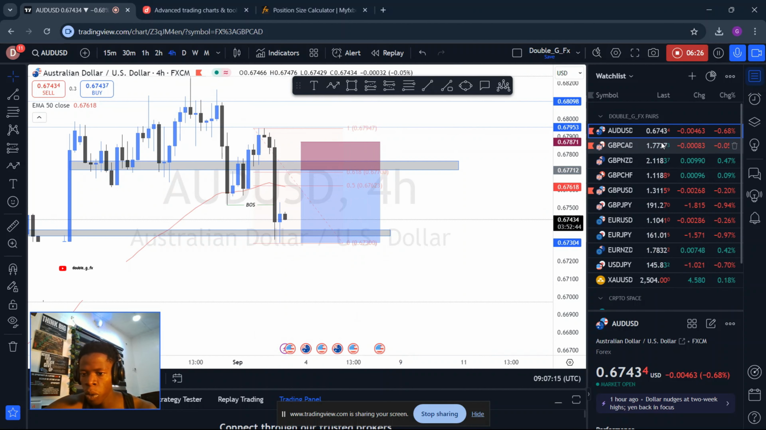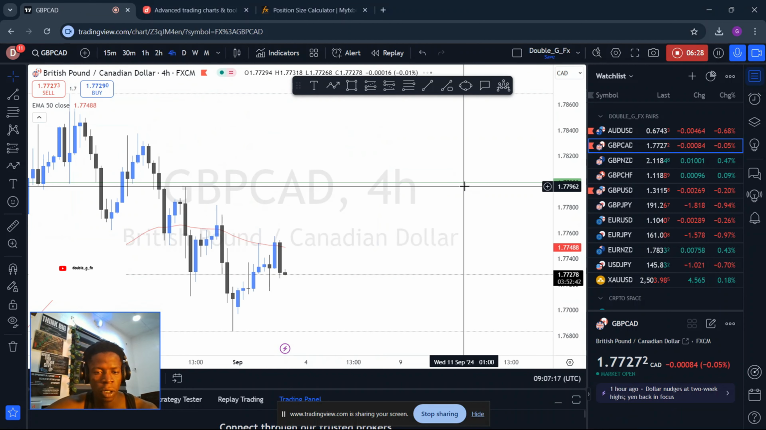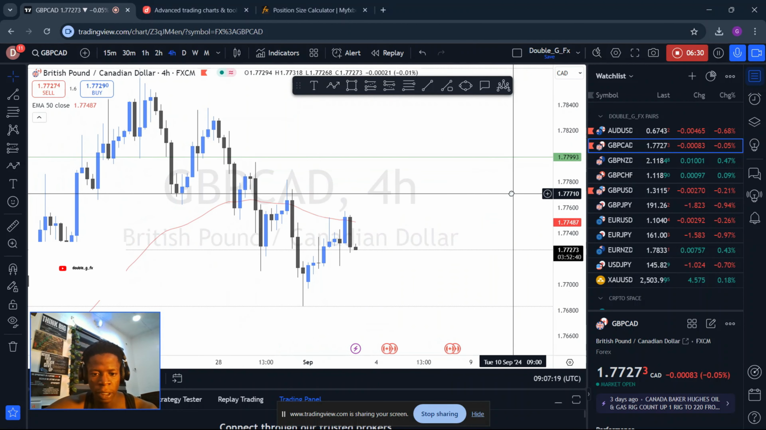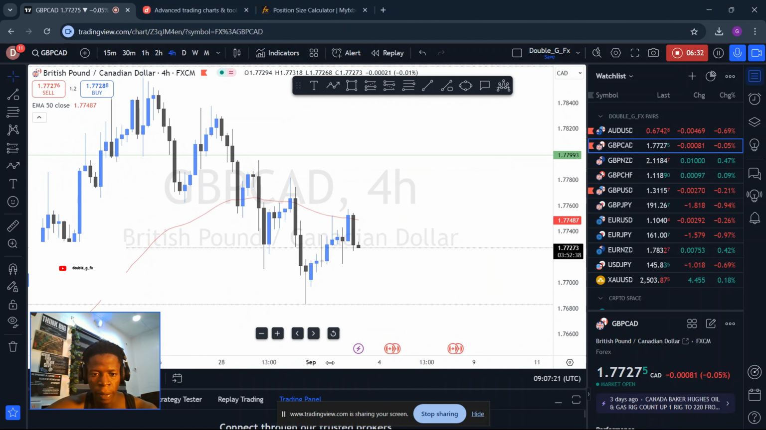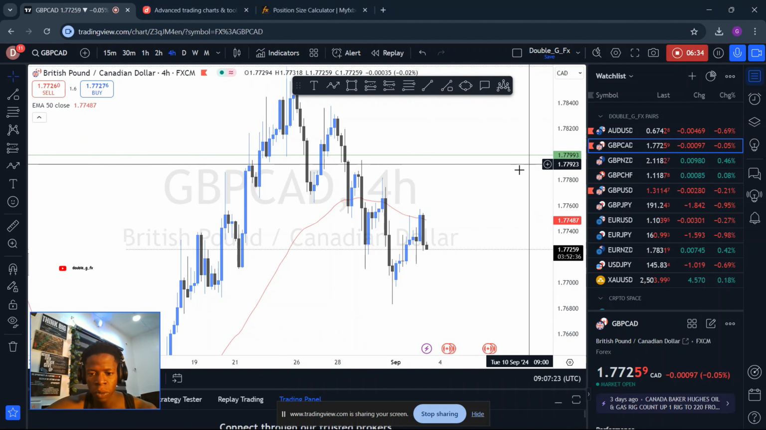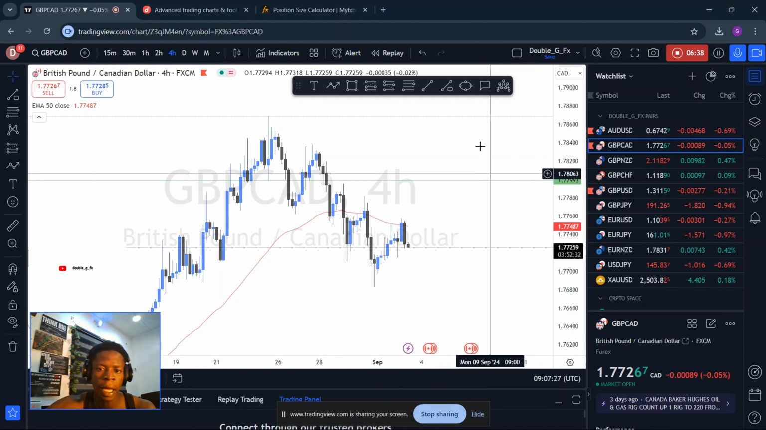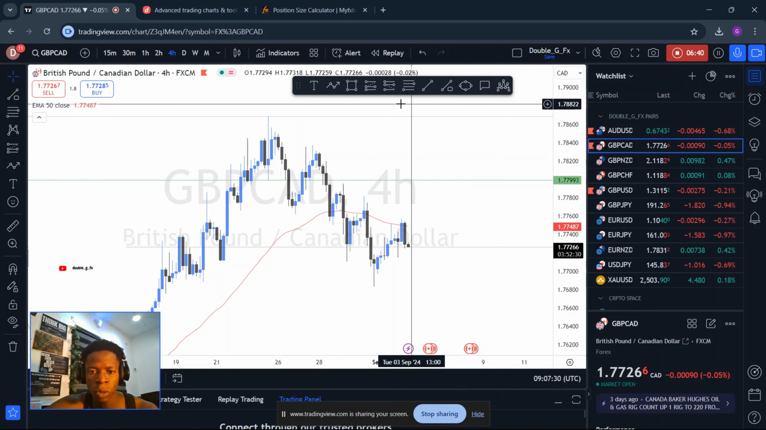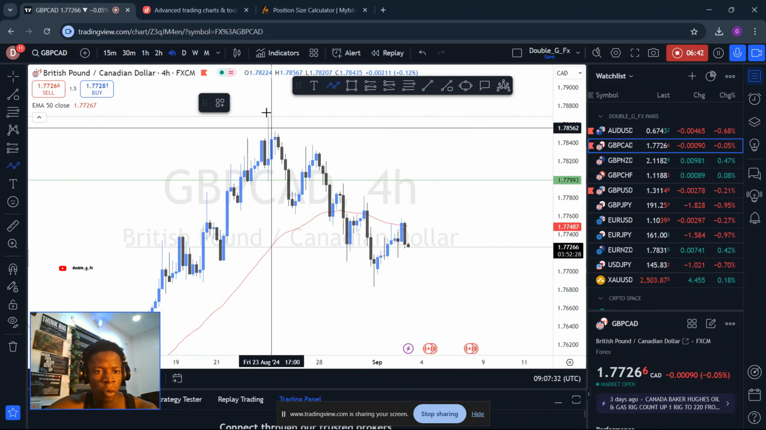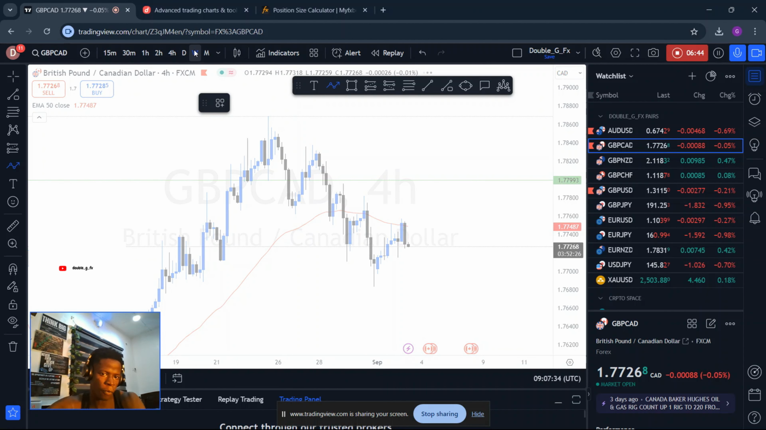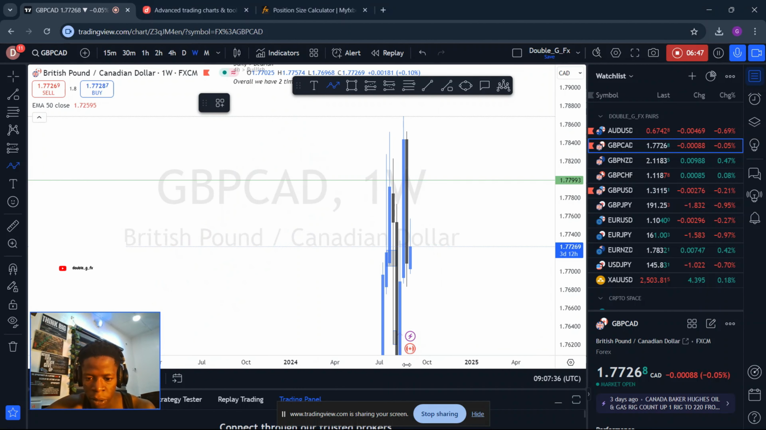So let's move forward. We have GBPCAD next on our watch list. Without saying much, you can see GBPCAD is giving us a downward momentum. But no, let's go back to our weekly time frame. So let's see what we have.